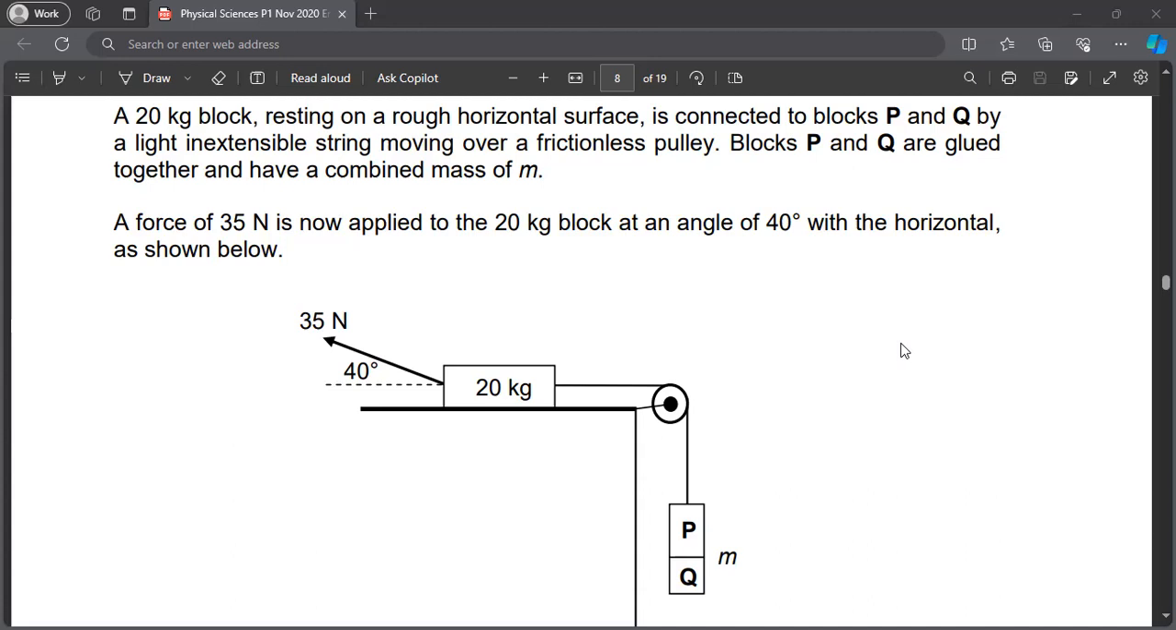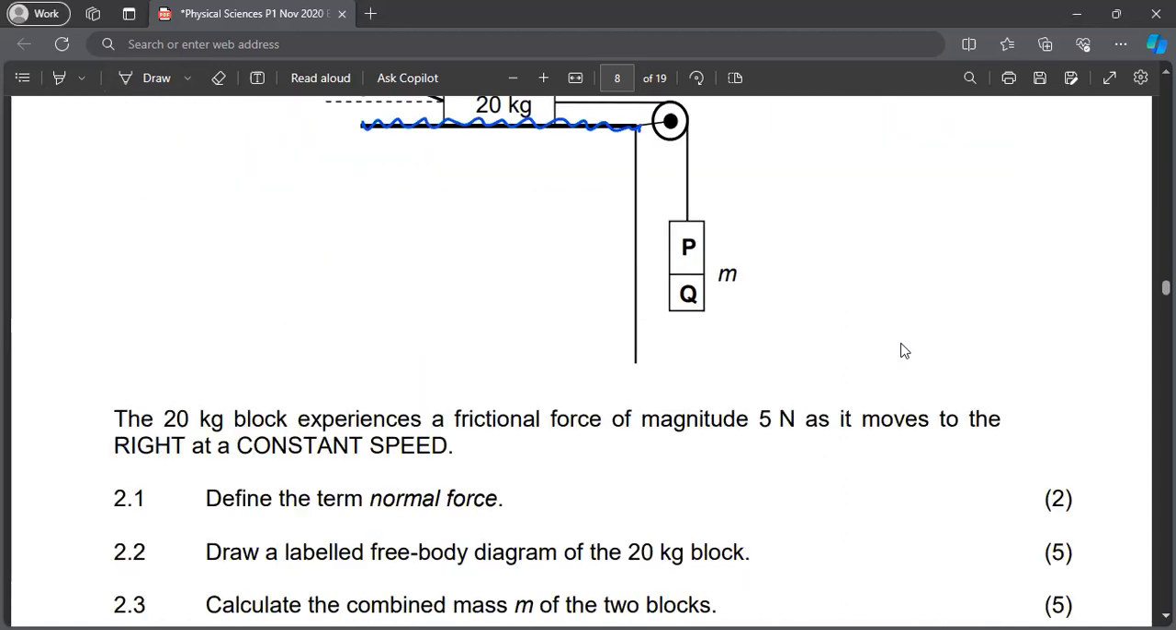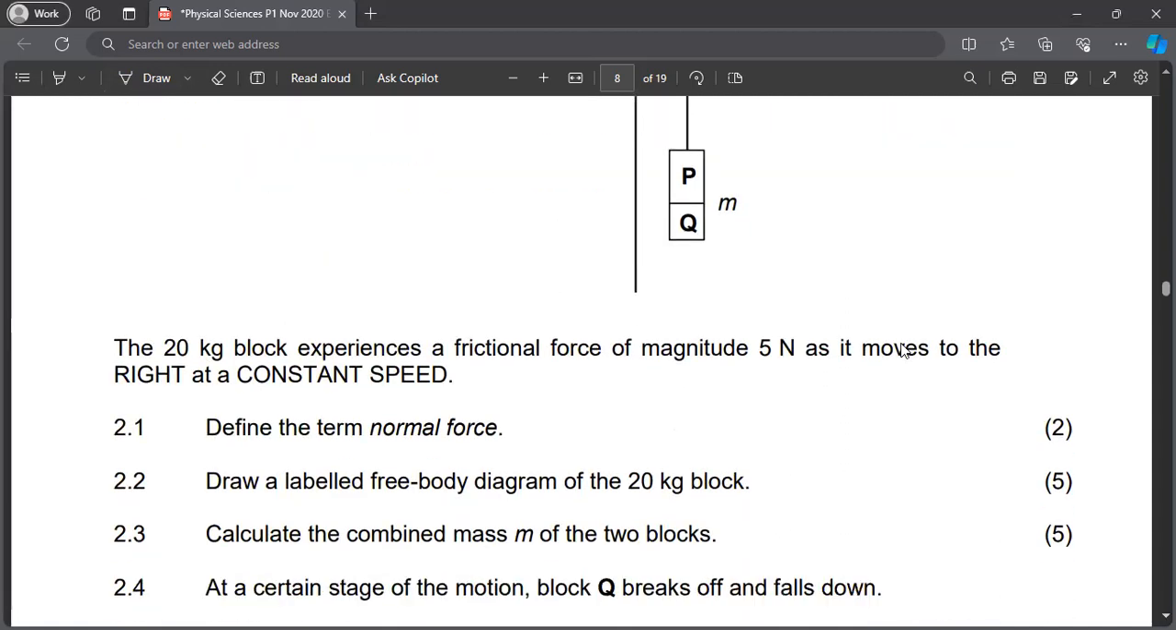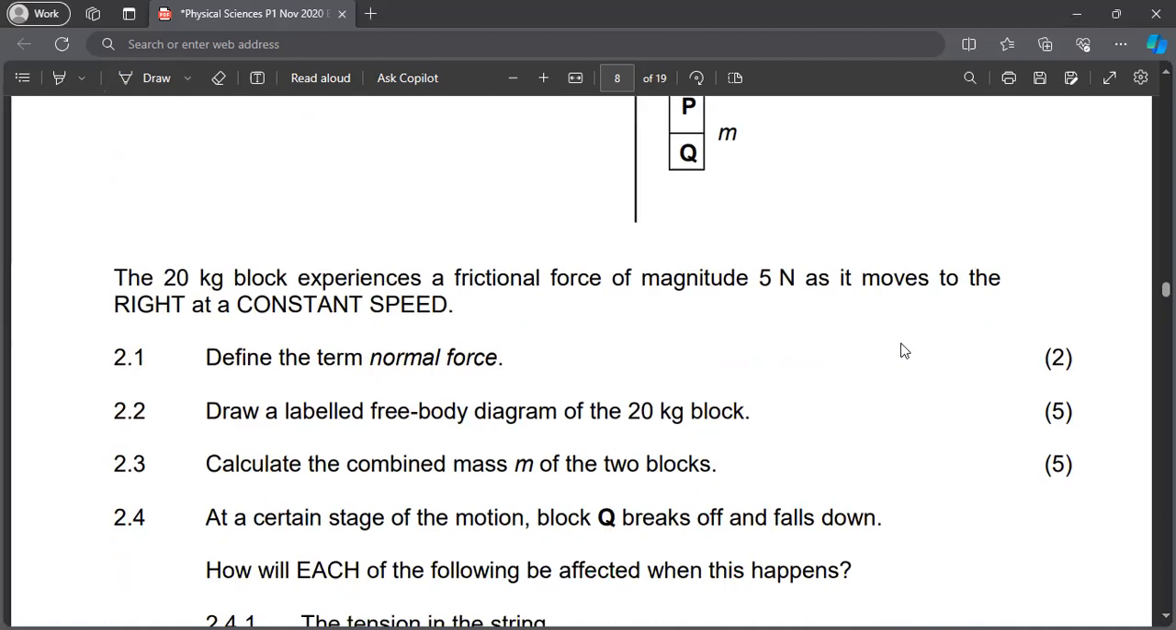Fine stuff. So they said to us the surface is rough. It means there is frictional force there. So since the two blocks are combined, we can actually assume it's just one block. Now, furthermore, they say the 20 kg block experiences a frictional force of magnitude 5 newtons as it moves to the right at a constant speed.